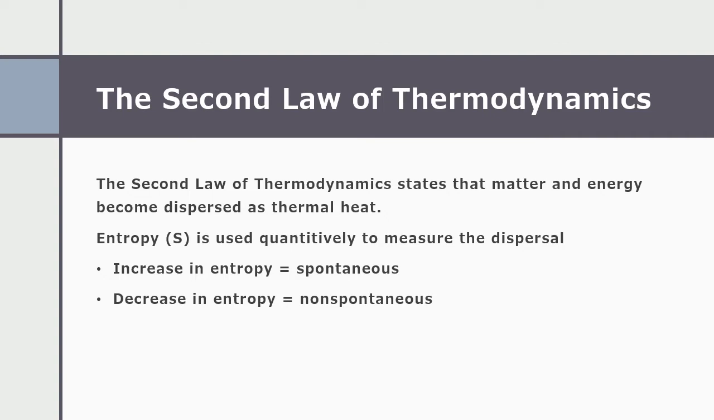Since the first law says that energy cannot be created or destroyed, but in the example of a textbook falling from a certain distance onto a table there's thermal heat that has been dispersed, that is where the second law of thermodynamics takes place. So the second law states that matter and energy become dispersed as thermal heat. And by dispersed, it does mean spread out.